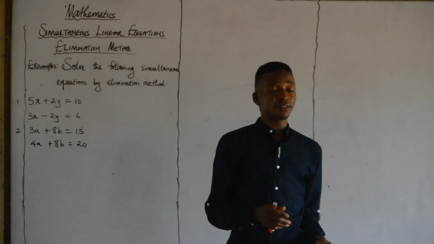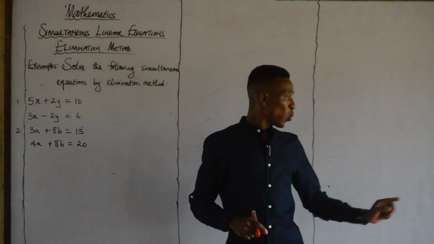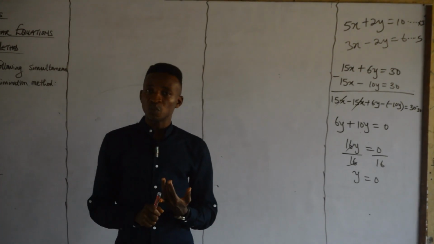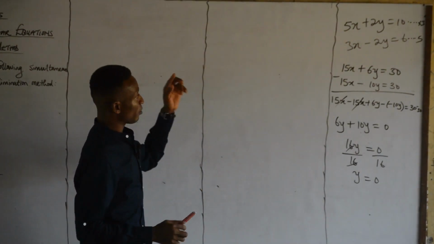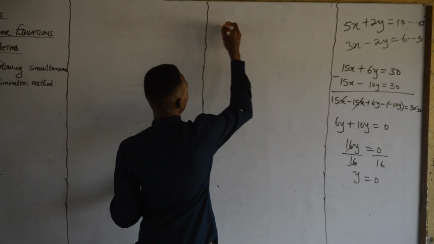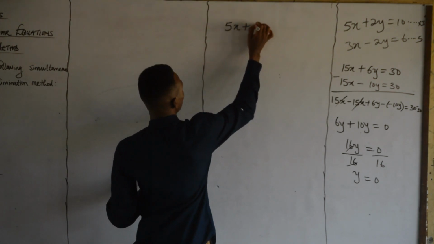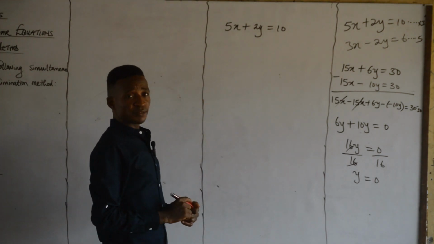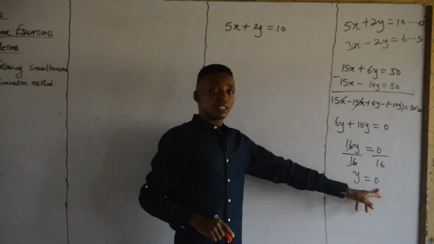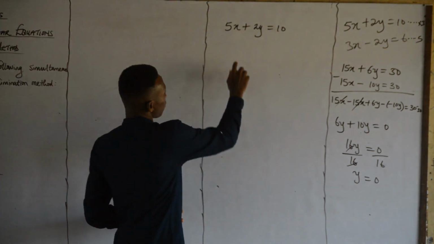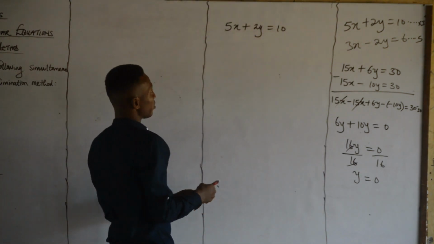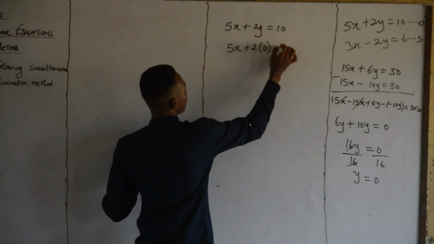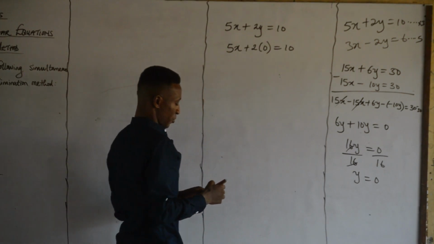So for you to get your answer for x now, substitute the value of y that you have gotten into any of the equations, either equation 1 or equation 2. So for now, I'm going to make use of my equation 1. And my equation 1 is 5x plus 2y equals to 10. That was where we started from. So this value of y that I've gotten, which is 0, anywhere I'm seeing y here, I'm going to be replacing it by 0. So that becomes 5x plus 2 into bracket 0, everything equals to 10.